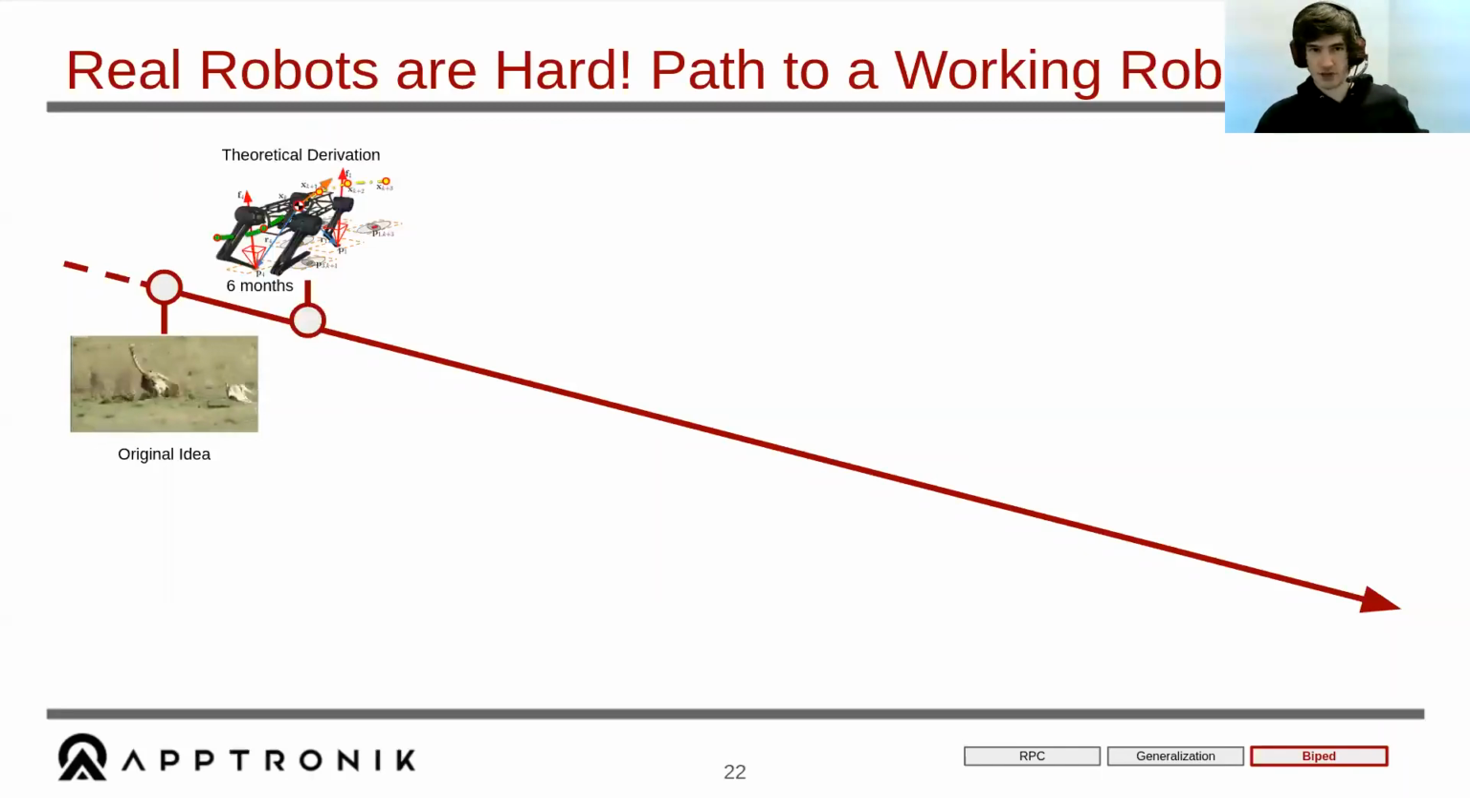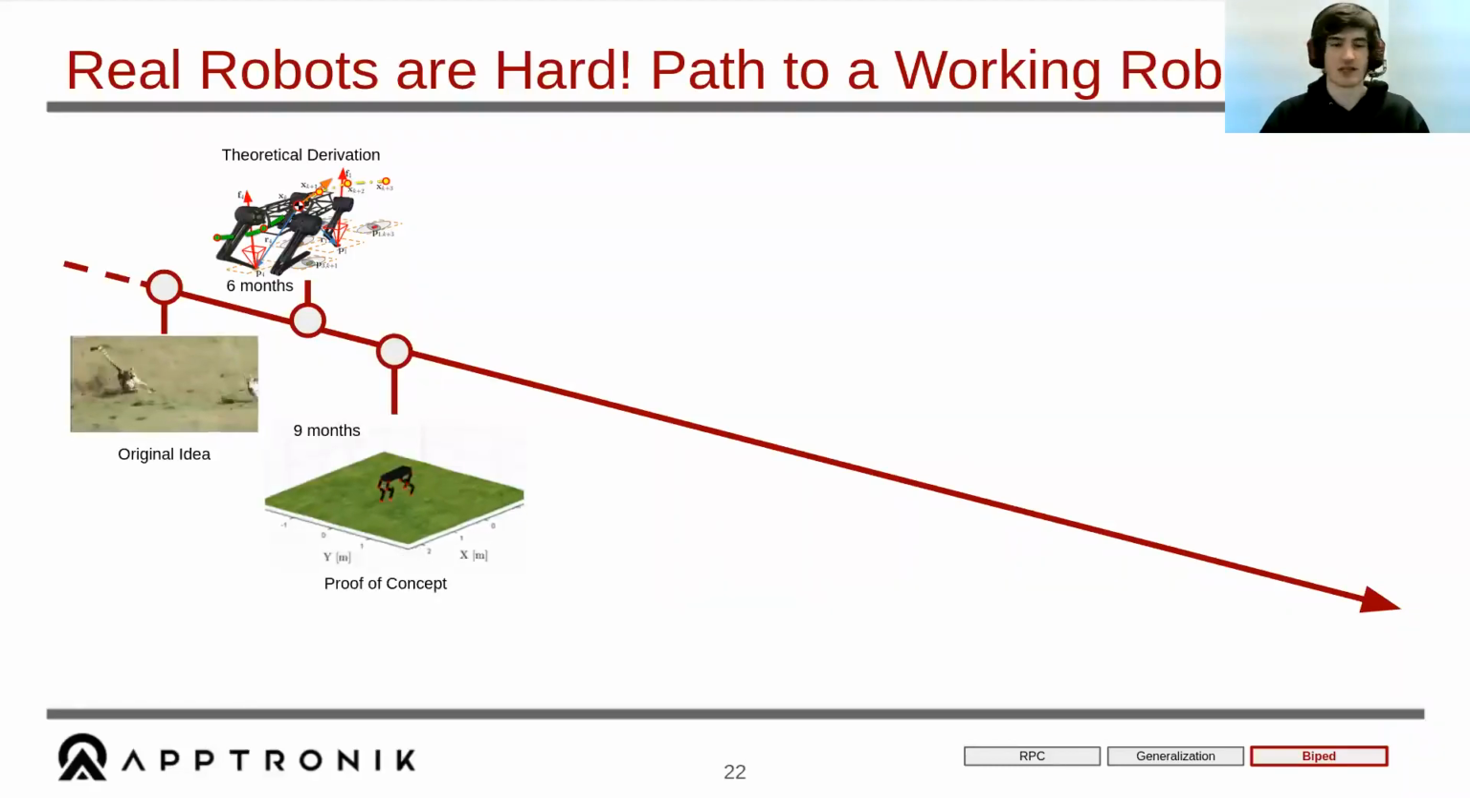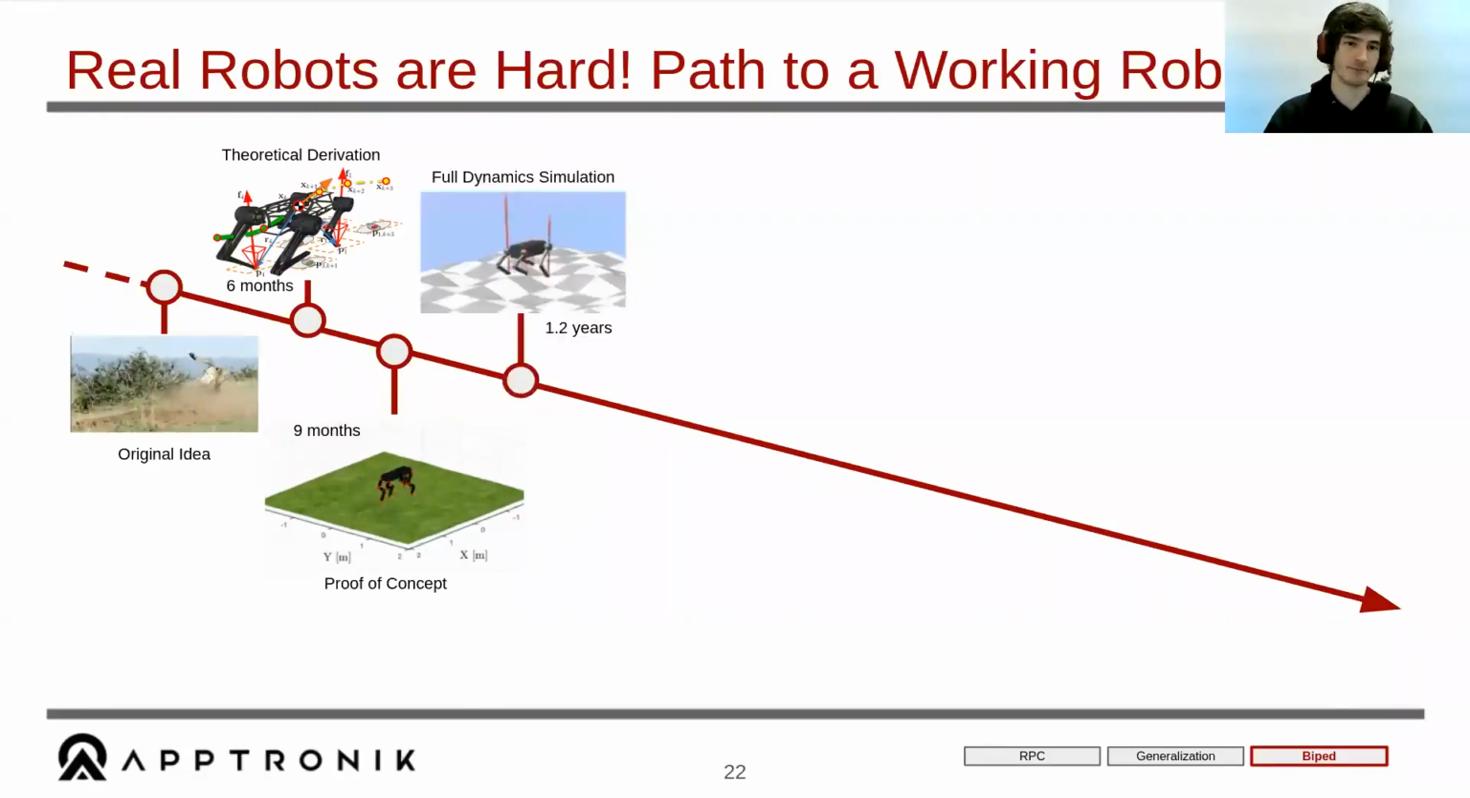So the theoretical derivation for the controller took me about 6 months to get the initial idea of how I expect my controller to do. This is the math behind the controller. And then to get a proof of concept working, it was still under a year. It was still pretty simple, pretty quick.